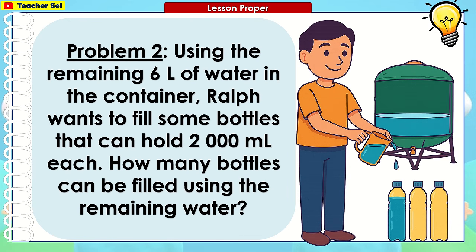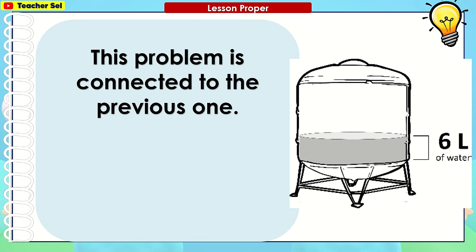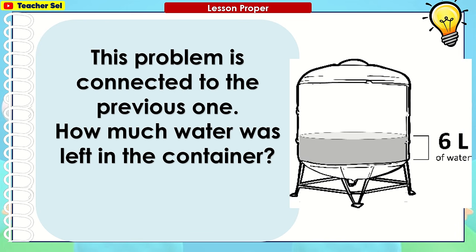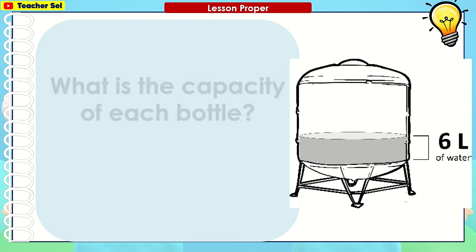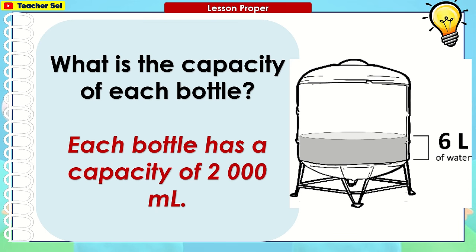For problem 2, using the remaining 6 liters of water in the container, Ralph wants to fill some bottles that can hold 2,000 milliliters each. How many bottles can be filled using the remaining water? This problem is connected to the previous one. How much water was left in the container? It is 6 liters. What is the capacity of each bottle? Each bottle has a capacity of 2,000 milliliters.